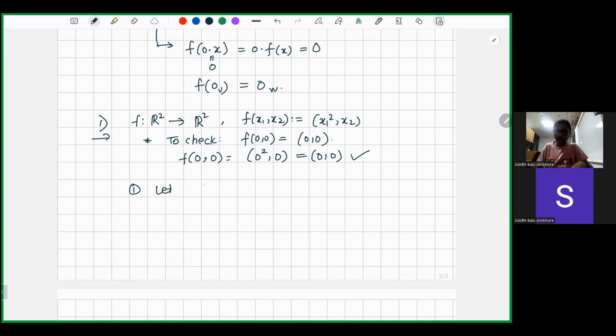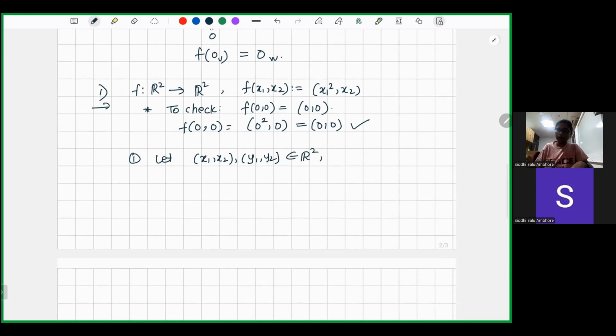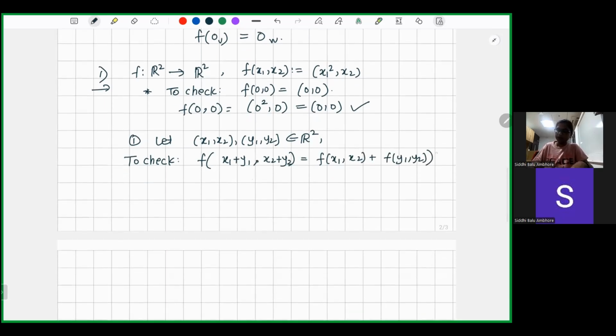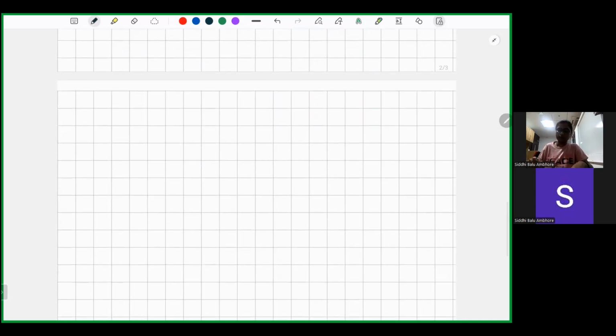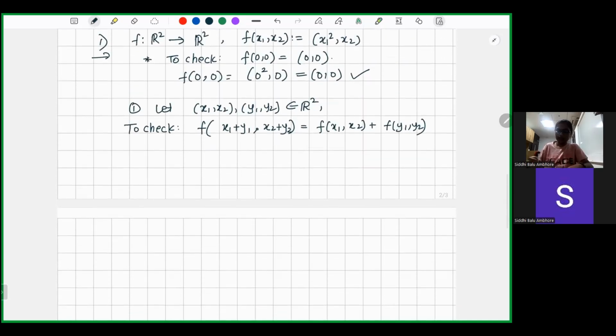So let (x1, x2) and (y1, y2) be in R squared. Now we have to check that f of the addition, (x1 plus y1, x2 plus y2), is equal to f of (x1, x2) plus f of (y1, y2) or not. This is what we have to check. So let us start with the left hand side.